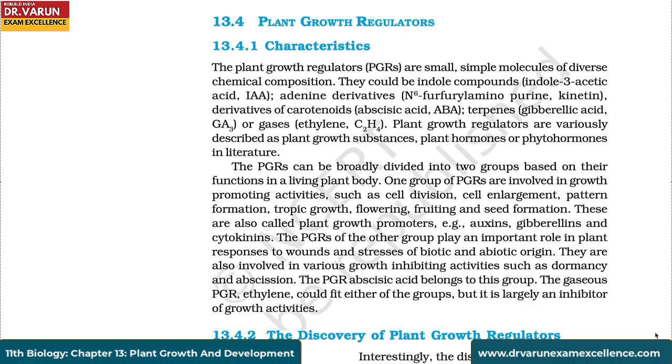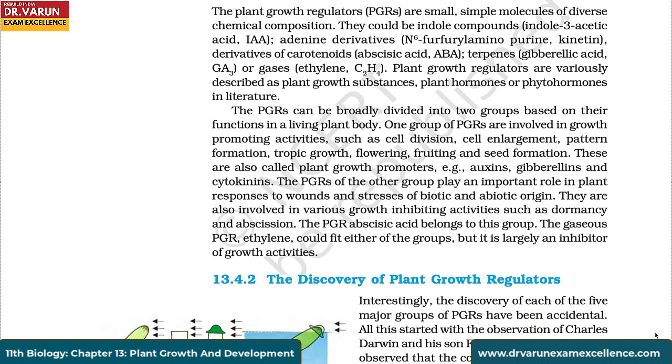The PGRs can be broadly divided into two groups based on their functions in a living plant body. One group of PGRs are involved in growth promoting activities such as cell division, cell enlargement, pattern formation, tropic growth, flowering, fruiting and seed formation. These are also called plant growth promoters, for example auxins, gibberellins and cytokinins. The PGRs of the other group play an important role in plant responses to wounds and stresses of biotic and abiotic origin. They are also involved in various growth inhibiting activities such as dormancy and abscission. The PGR abscisic acid belongs to this group. The gaseous plant growth regulator ethylene could fit into either of the groups, but it is largely an inhibitor of growth activities.